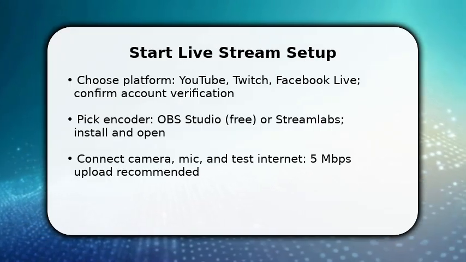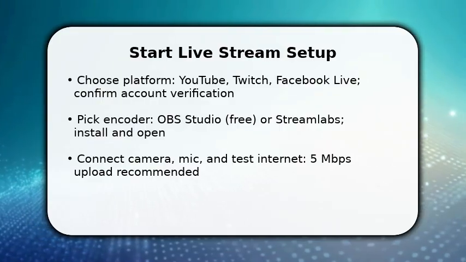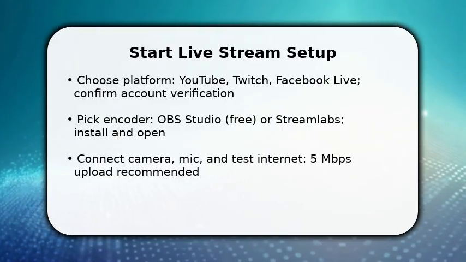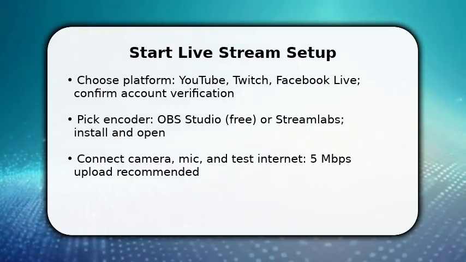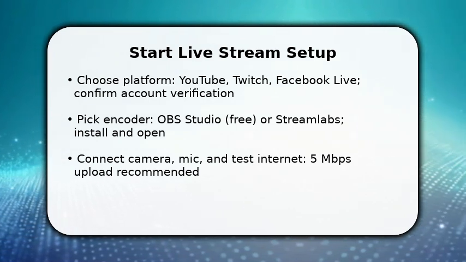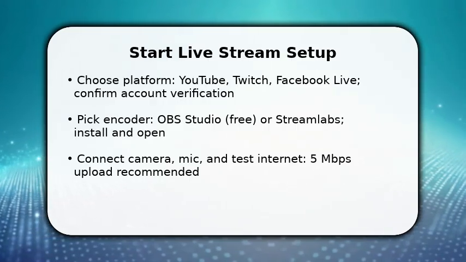Make sure your connection meets at least 5 Mbps upload. Unstable speeds cause dropped frames. Once done, set a simple title and privacy option in the platform dashboard so your stream is discoverable and reachable by viewers. Now configure encoding and scene layout carefully so your stream looks professional.